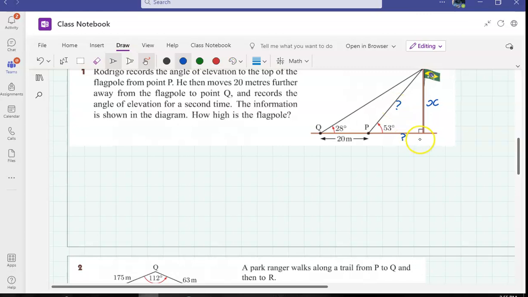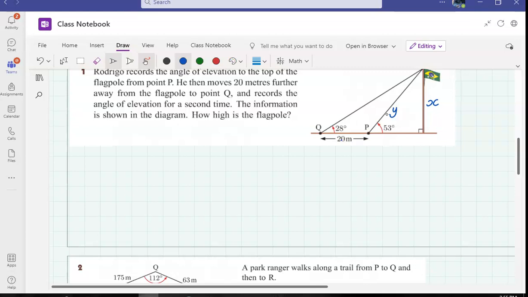Why the bottom one? But you don't know what it is. Can you see that this one is connected to this triangle, which has got lots of information on it? So that's the one we're going to go after. So please put a y here. You can't call it x, otherwise you're going to assume that it's the same length as the flagpole, and that's no good.